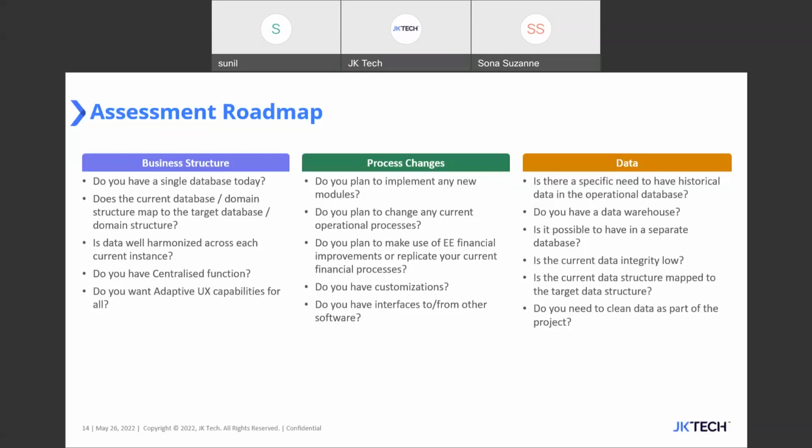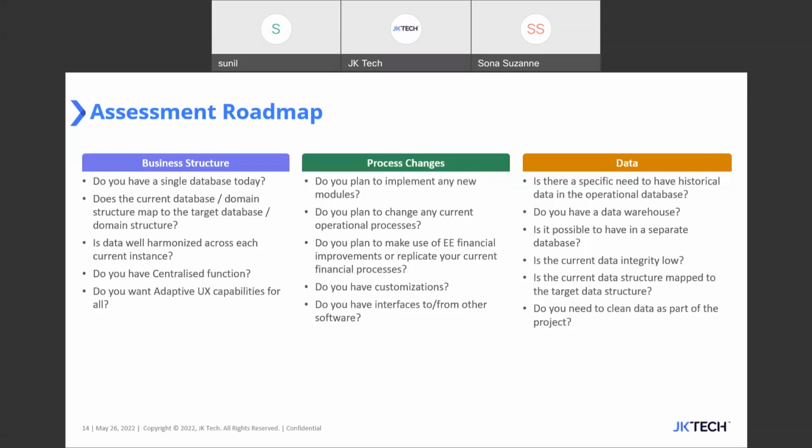Does the current database domain structure map to the target database domain structure? Is data well harmonized across the current instances? Do you have a centralized function? Do you want adaptive UX capabilities for all? These are just the high-level bullet points that we have carved down. The assessment and discovery phase for me to even determine the roadmap is more extensive than this. Definitely we cannot cover all of that, but what we have tried to do is cover at least all the important bullet points across these umbrellas.